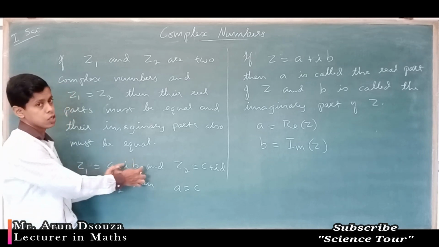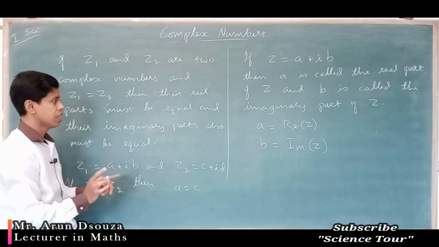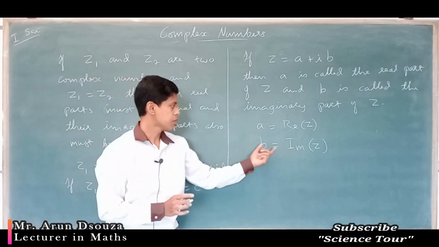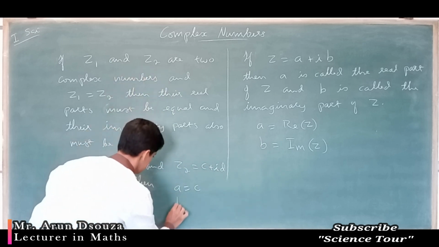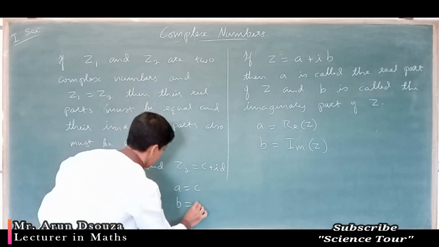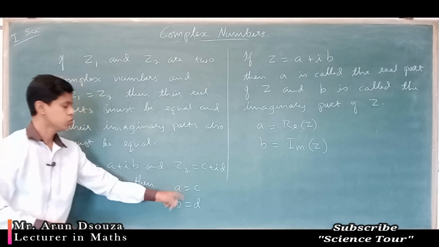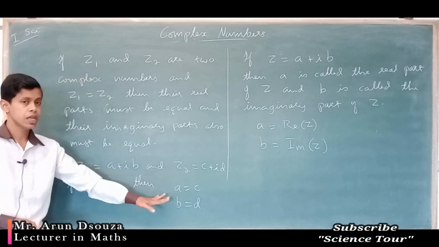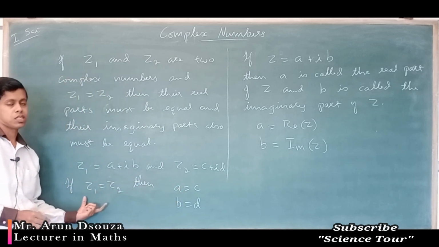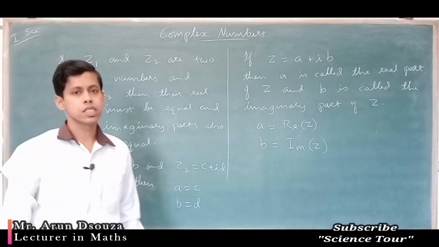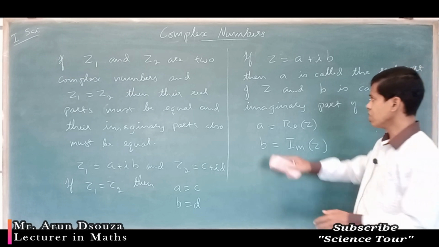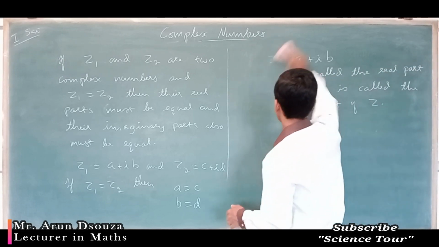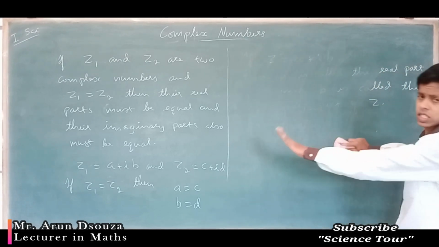The imaginary part is b, not ib. Remember, the imaginary part is only b. So this is b, and here you have d. So these two must be equal. If they are equal, then we say the complex numbers are equal. Otherwise, we don't say they are equal. So let us solve one example problem just to make this concept clear.